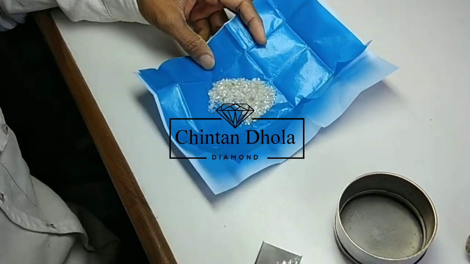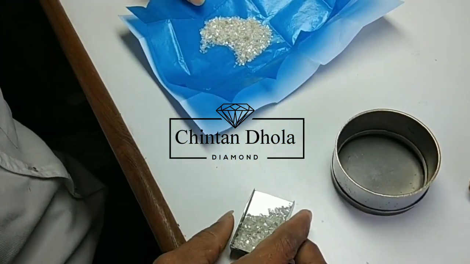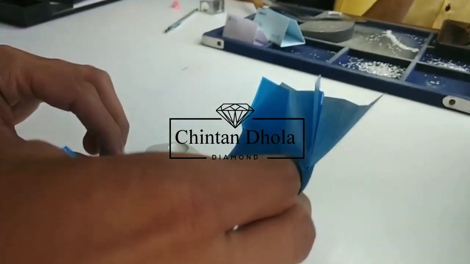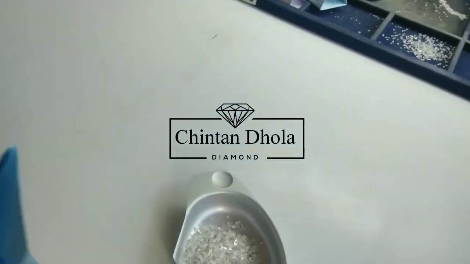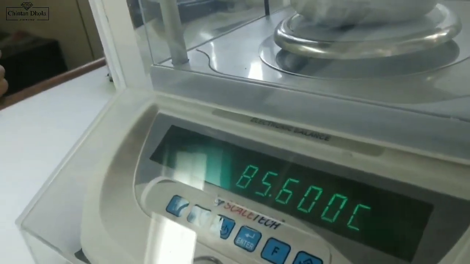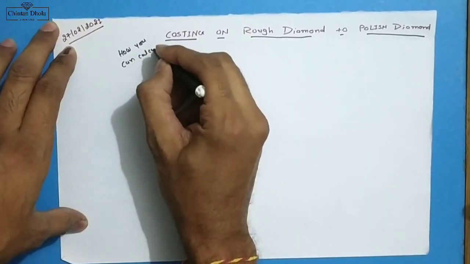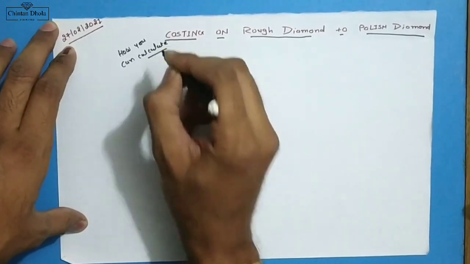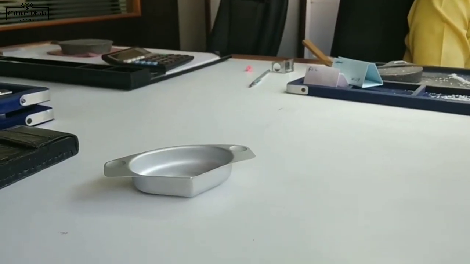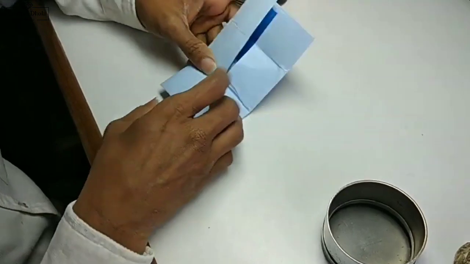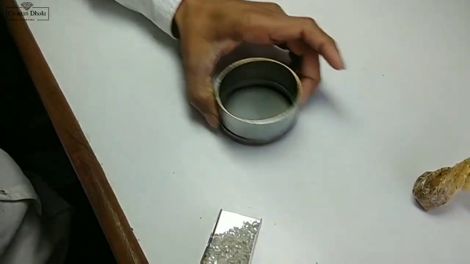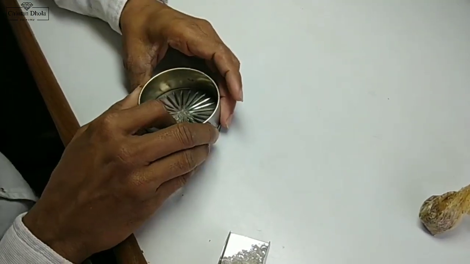Hello there everyone. Today I will tell you what is the exact costing from rough diamond to polished diamond. In this video about costing, I will show how you can calculate it. We have to calculate from rough diamond to polished diamond, what the exact price ratio is, and what the actual price of the polished diamond and of the rough diamond is.